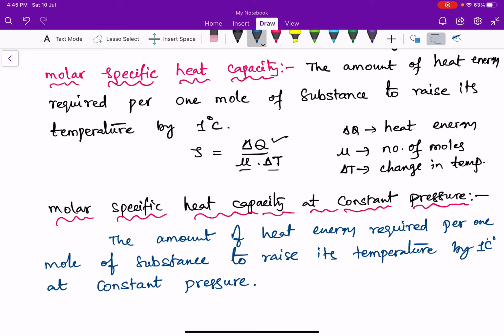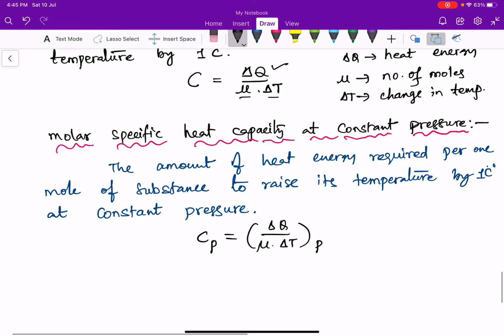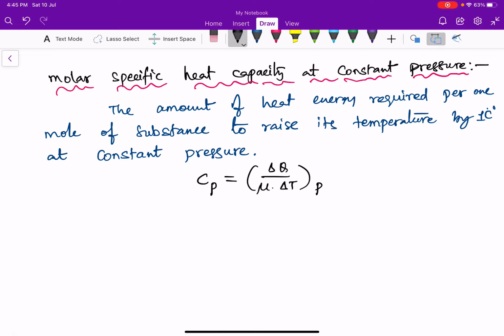Let us indicate this molar specific heat capacity with C. So this would be Cp. Cp is nothing but molar specific heat capacity at constant pressure. Cp equal to delta Q by mu delta T at constant pressure. This is the definition of molar specific heat capacity at constant pressure. Now I am going to define molar specific heat capacity at constant volume.